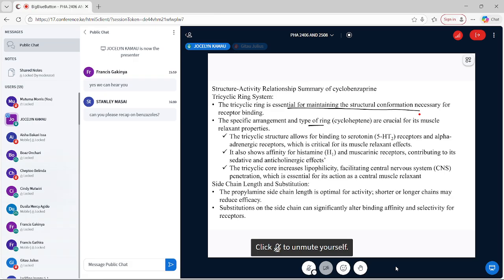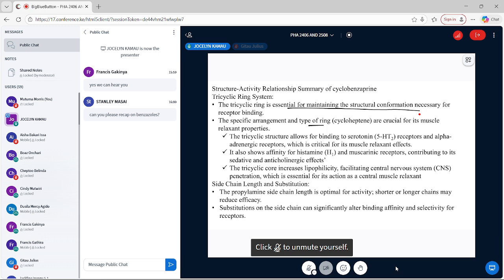Maintain, to make it even simple. The 3-carbon chain is optimal for activity, because we are not looking at the unsaturation. So we can mention the 3-carbon chain is optimal for its activity. Shorter or longer chains may reduce efficacy. Substitutions on the side chain can significantly alter binding affinity and selectivity on the receptor.